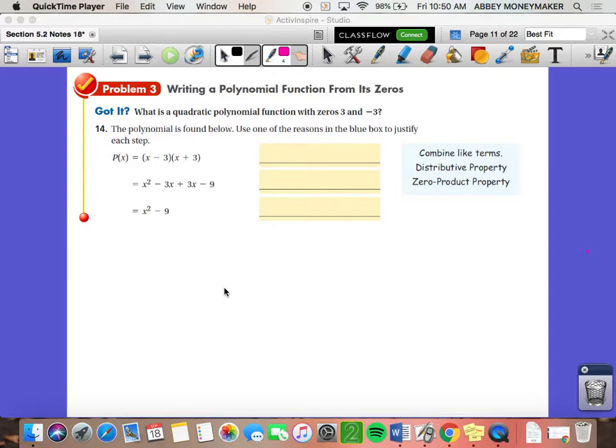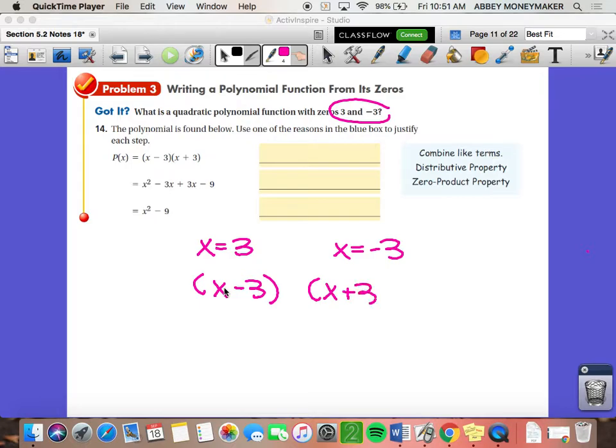So what is the quadratic polynomial with the zeros at 3 and negative 3? Well, if you have x equals 3 and x equals negative 3, what factor did the solution 3 come from? X minus 3. What did the solution negative 3 come from? X plus 3. What do you do with these two factors? Multiply them together.